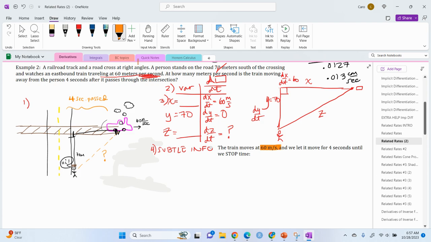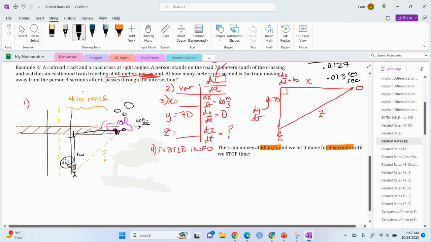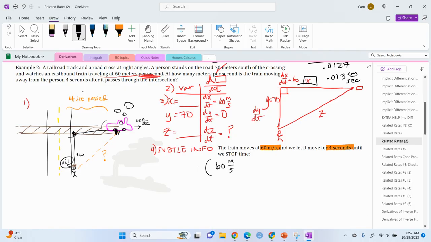If the train is moving 60 meters per second and I let it run for 4 seconds, I can find out my x here. Initially, x is 0, and then if I'm moving at 60 meters per second for 4 seconds, seconds cancels, leaving me with meters. So 60 times 4 is 240 meters. So that is your x value, 240. That's my first missing piece of information. So after 4 seconds, x is 240 meters.